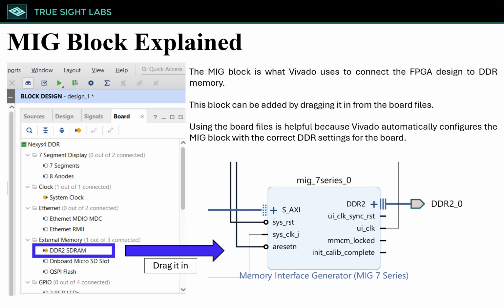To bring in the MIG block, click Window, select Board, and then drag the DDR block into the project. Once this has been done, Vivado will automatically add the MIG block and configure it with the correct DDR settings for the board being used.